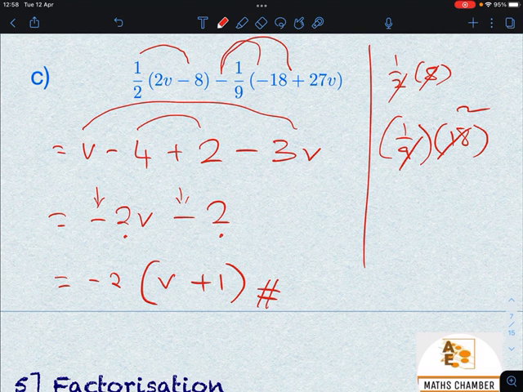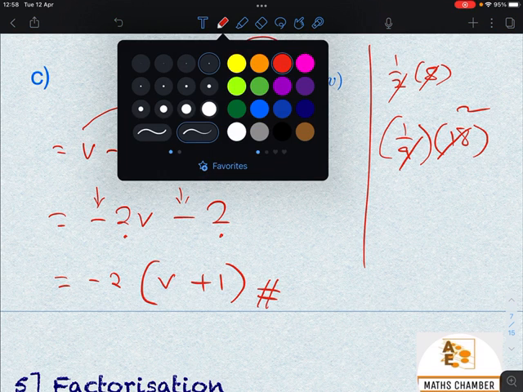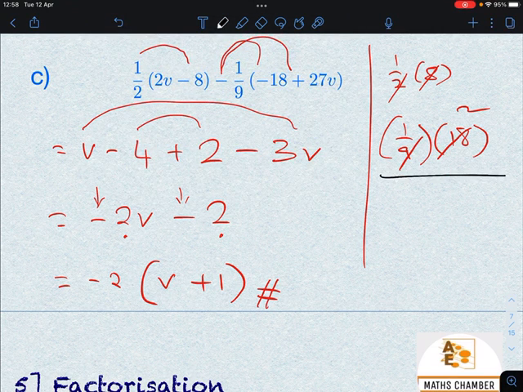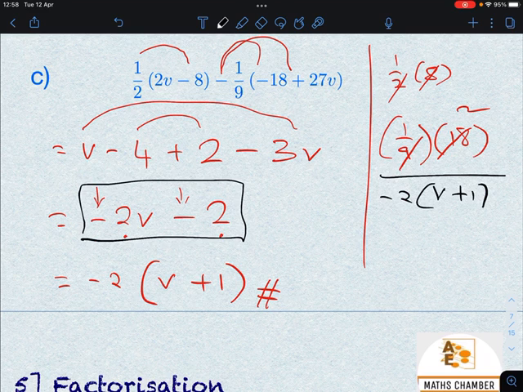Now, let's say you want to check, you're still not sure, is negative 2 bracket v plus 1 the same as the one on top here? Let's open up the bracket. So negative 2 times v is negative 2v. Negative and positive 1 give you negative 2. Done deal. Proven it is the same. So we are safe.